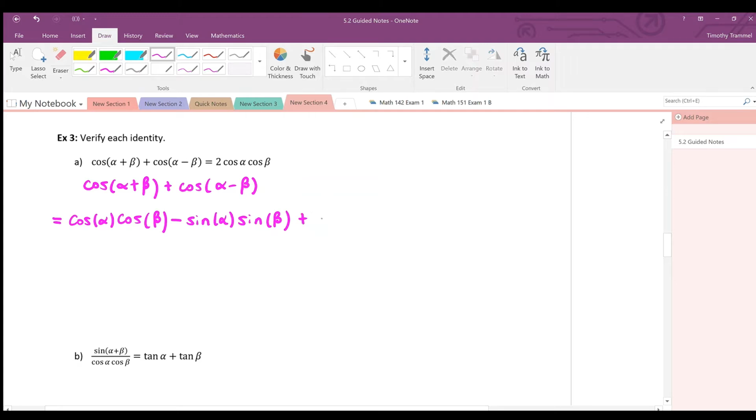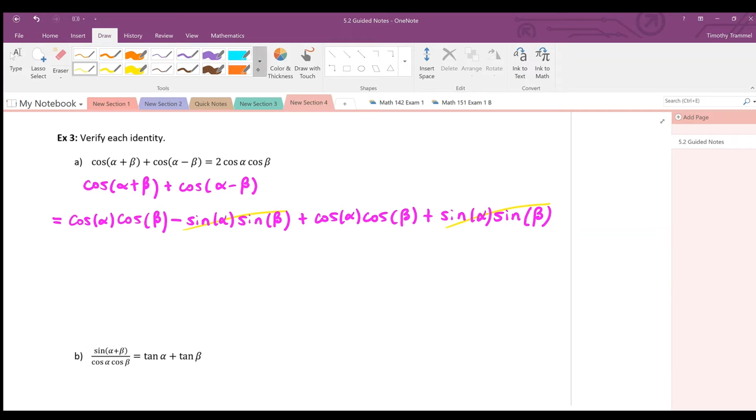So we have plus cosine of alpha cosine of beta, the opposite sign in the middle, so plus, and then we have sine of alpha sine of beta. And let's see if anything cancels here. I see a minus sine of alpha sine beta and a positive sine of alpha sine beta. And I see actually two terms that are the same, so we can rewrite this as 2 times cosine of alpha cosine of beta. Okay.